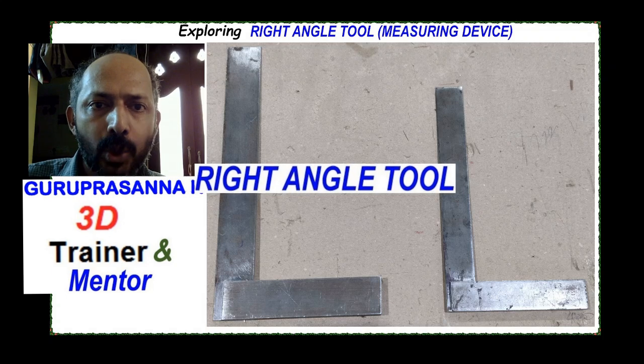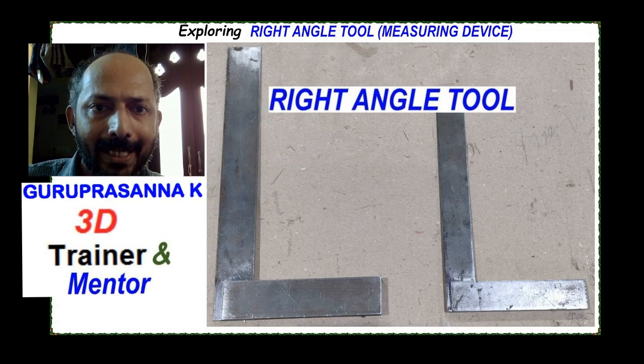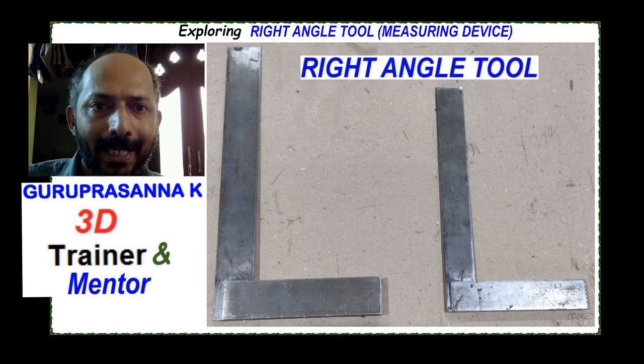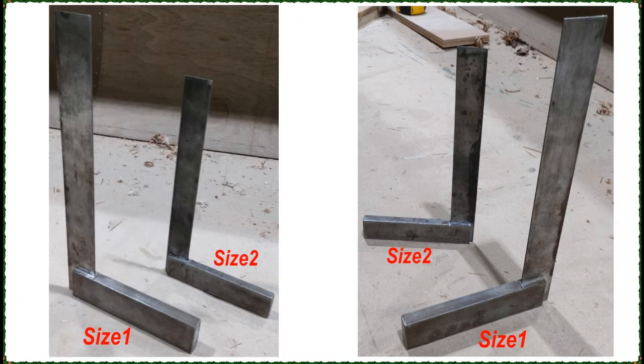This is a right angle tool or right angle measuring device which is generally used in industries. Here I would like to explore this in 3D CAD. These are the actual pictures of two sizes of the right angle tool, that is size 1 bigger and size 2 smaller. Size 1 and size 2.